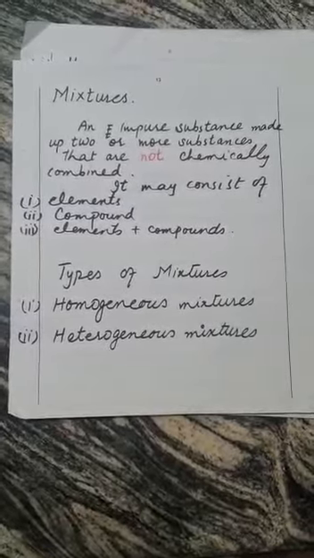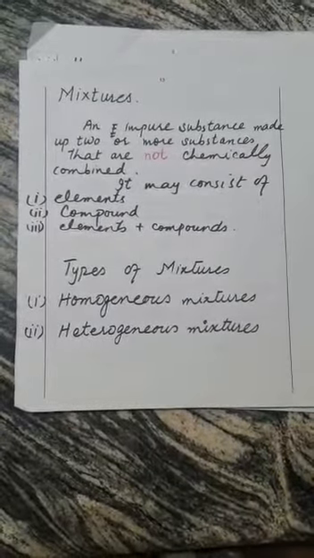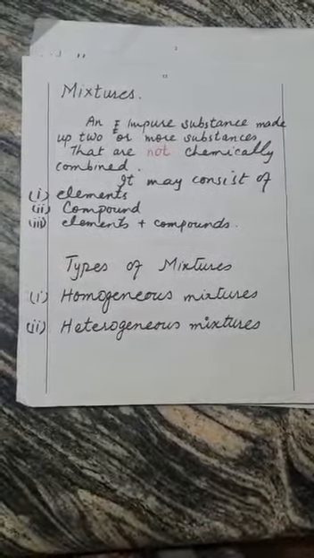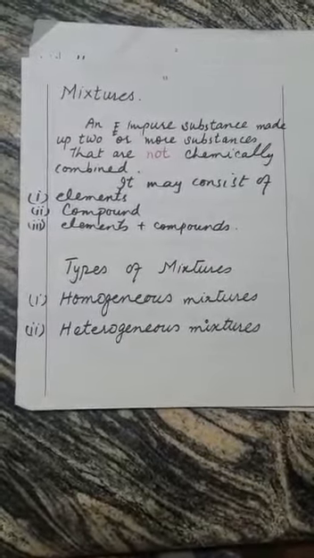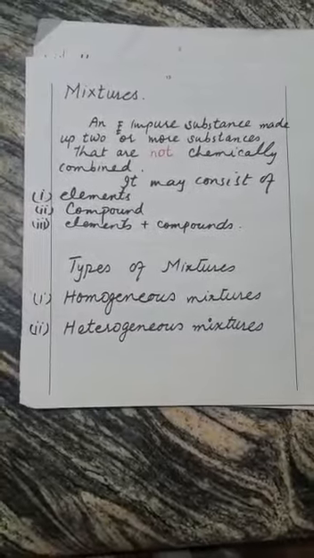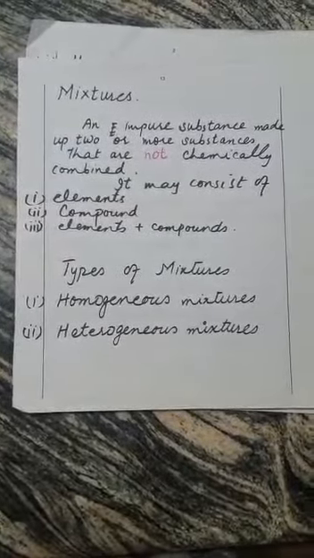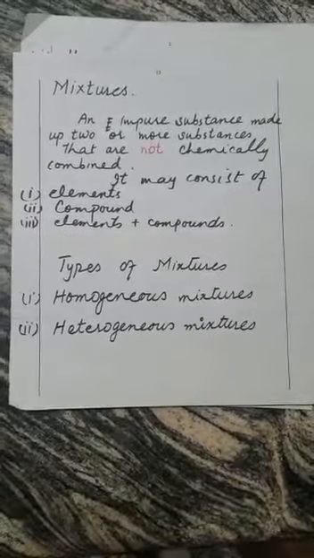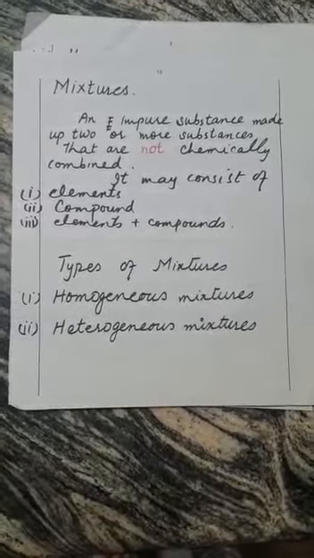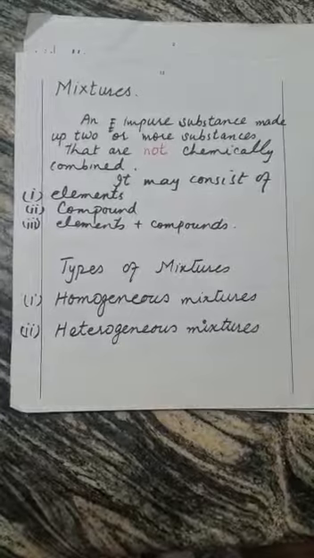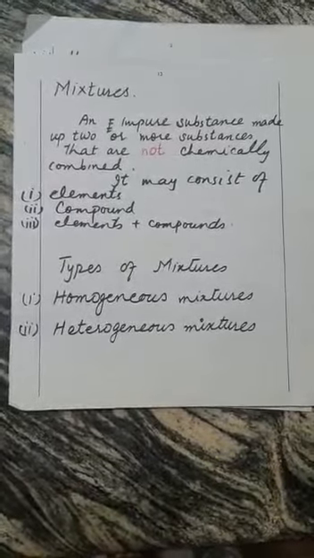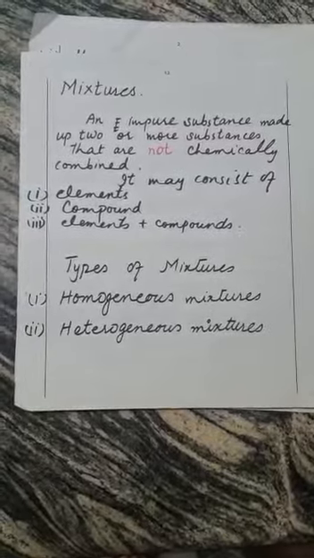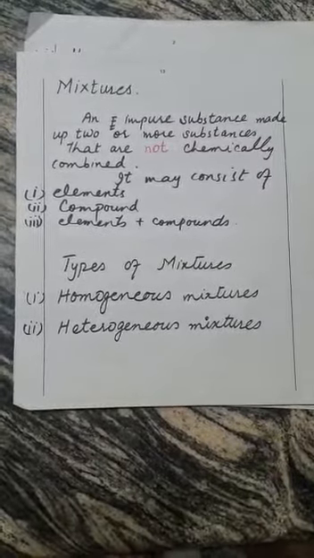Compounds are formed by the chemical combination of two or more different types of elements, chemically combined in a fixed ratio by mass. Whereas mixtures are formed by the physical combination of different substances in any ratio. There is a restriction on the elements within a compound. However, there is no restriction on the ratio of the different substances within a mixture.